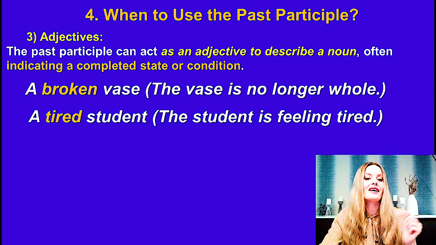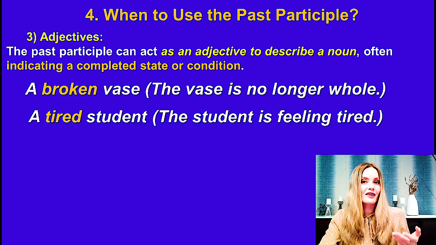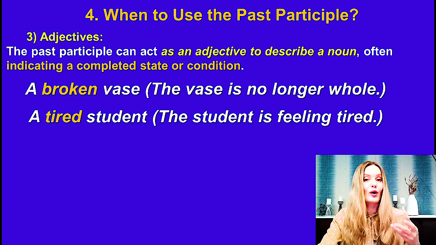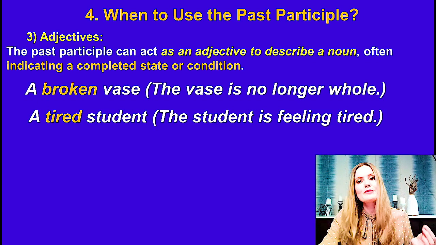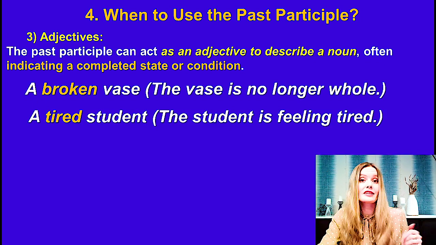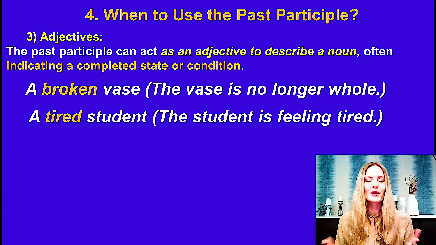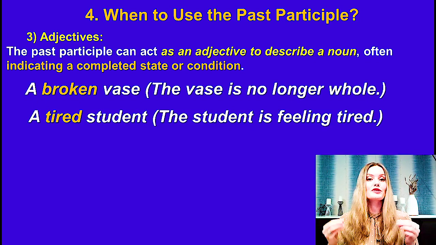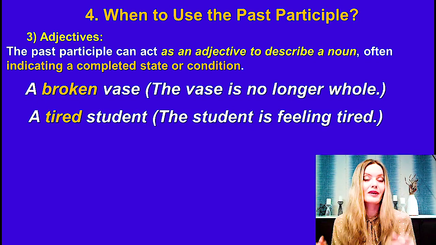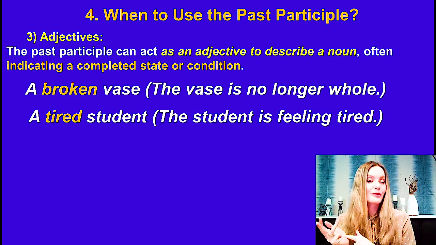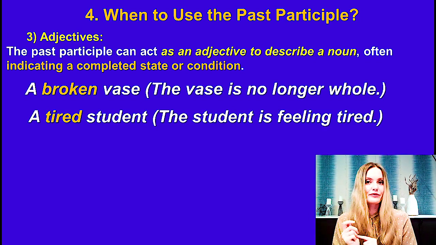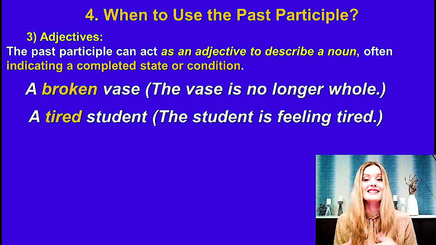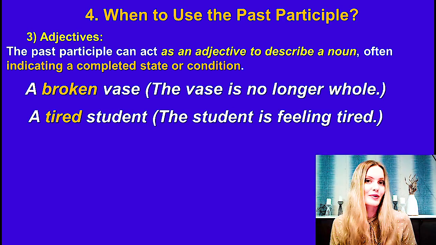No longer whole. A broken means no longer whole. Or a tired student. Tired is an adjective. Also is the past participle. A tired student means the student is feeling tired. So now we know that there are 3 cases when we should use the past participle. First, to form the perfect tenses. Second, to form the passive voice. And third, as an adjective to describe a noun.